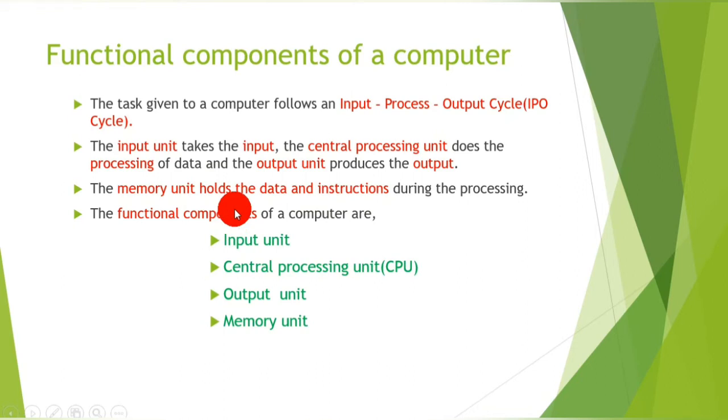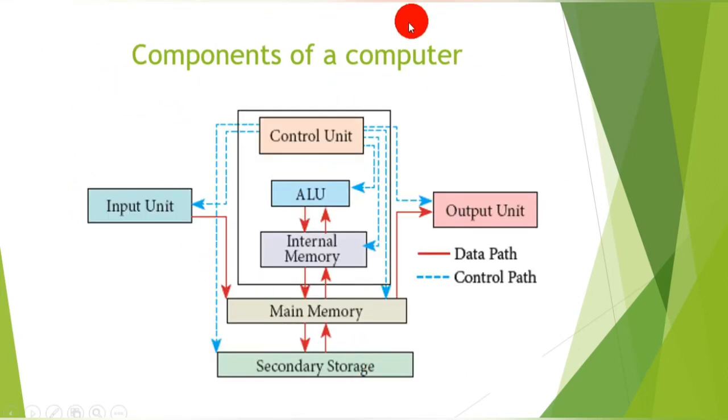So these are the functional components of your computer. You can list out the functional components of your computer. Can you say what the functional components are? Input unit, central processing unit, output unit and a memory unit. Now you can see them one by one. So this is the block diagram of the components of your computer.